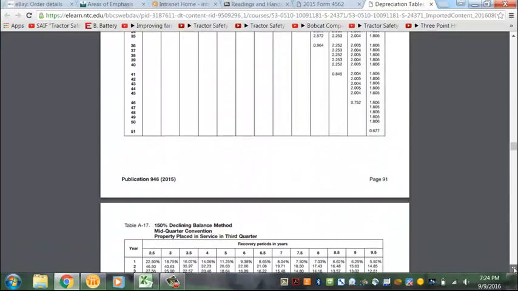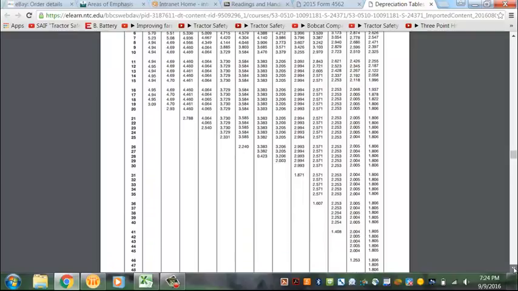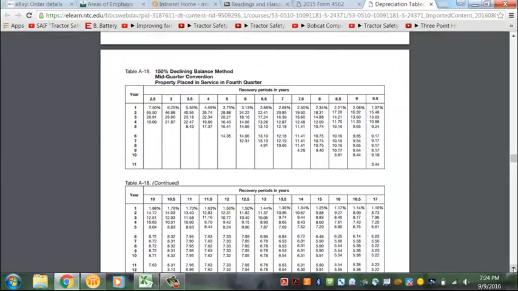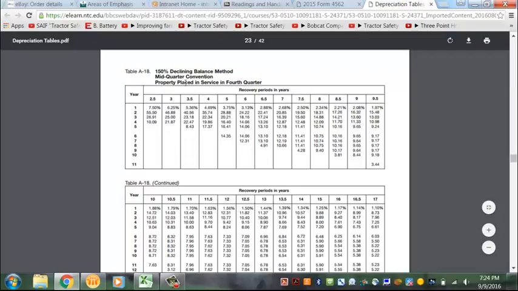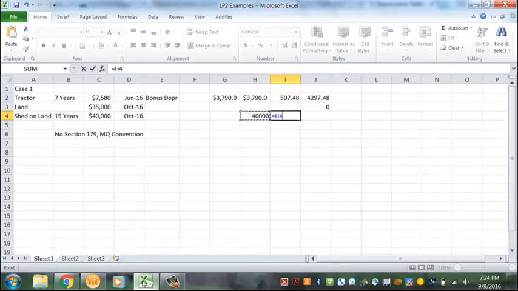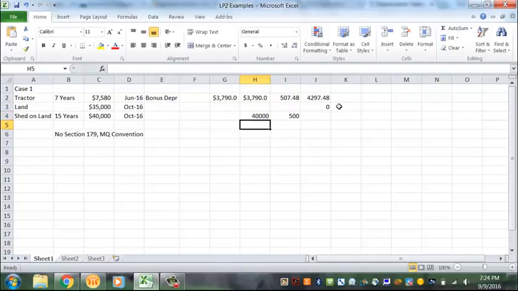So we have to go and find that table right here. So 150 declining balance method, mid-quarter convention, property placed in service in fourth quarter. We have to come down to the second table because this is our recovery period of 15 years, and we can see that our depreciation percentage is 1.25%. So we go back here, take the 40,000 times 0.0125, and we get a $500 depreciation deduction for that asset.